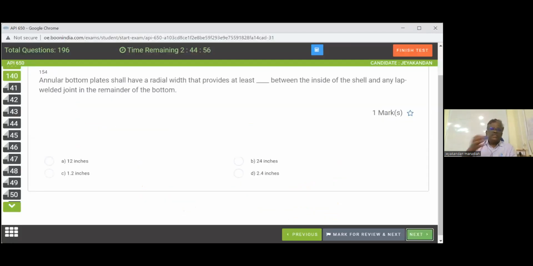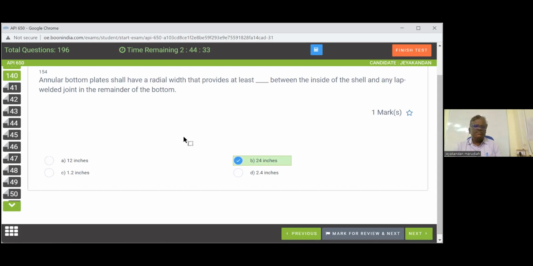Next question, please. The bottom plate shall have a radial width that provides at least a certain distance between the inside of the shell and any lap. So what should be the width of the annular plate? 24 inches, correct. We will answer in inches, but they will give millimeters in brackets. In the exam they will give millimeters also in brackets. If you identify the answer, you can answer where it is given.